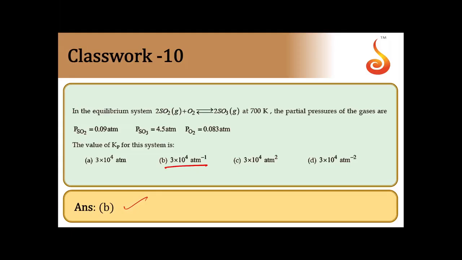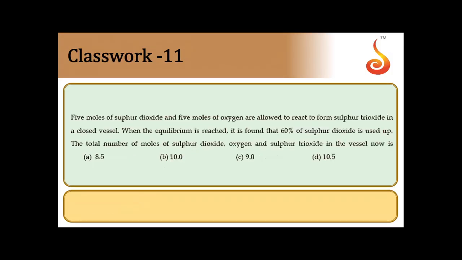And here one more point: if you look at the equation, 2SO2, O2 and 2SO3, delta n became equal to -1. So delta n equal to -1 implies the units will be atmospheres inverse. Therefore the option will be option B. We have to see the units also, atmospheres inverse, because it comes from the delta n value which is equal to -1.